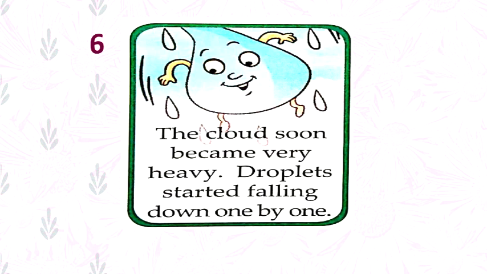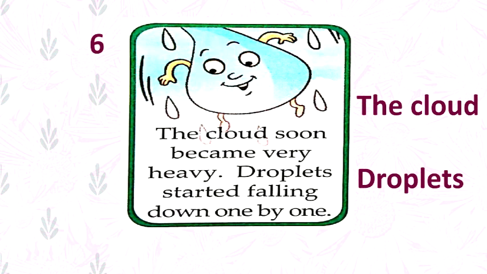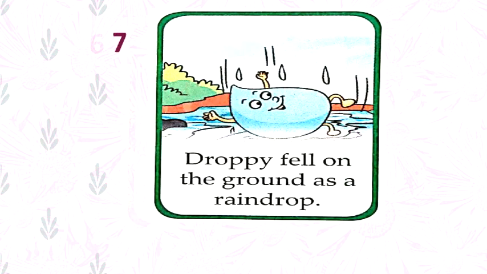The cloud soon became very heavy. So children, what became heavy? You're right, the cloud. So the subject is the cloud. Droplets started falling down one by one. So what started falling? Yes, droplets. So these words, the cloud, droplets, circle them. They are your subjects. Alright? Children, while you are doing this exercise, remember to see the predicate as well. Understand what is predicate. In every sentence, the part of the sentence after the subject, the full part, that is your predicate. Okay? Now let us see the seventh picture.